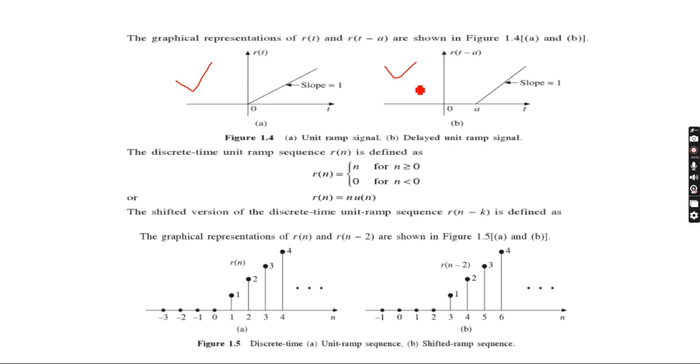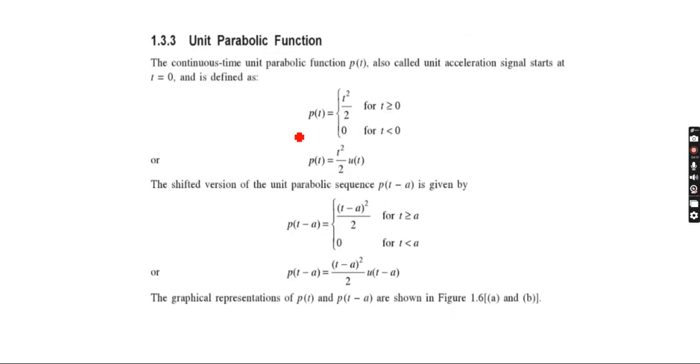And this is R of t minus a, the time shifted version of the ramp signal. This is the discrete version of R of t and the discrete version of R of n minus 2. Next, the unit parabolic signal.